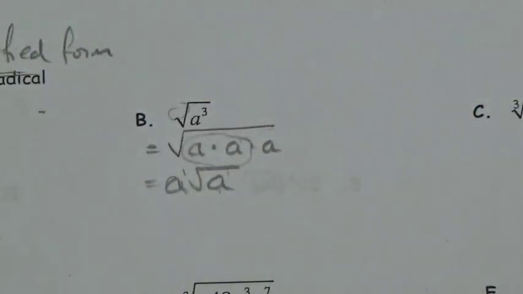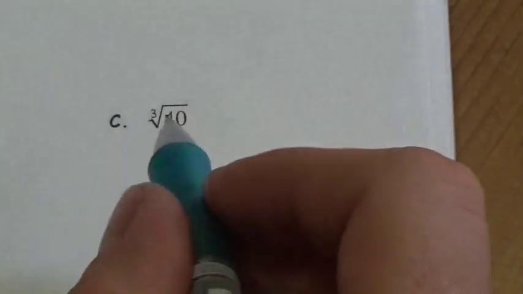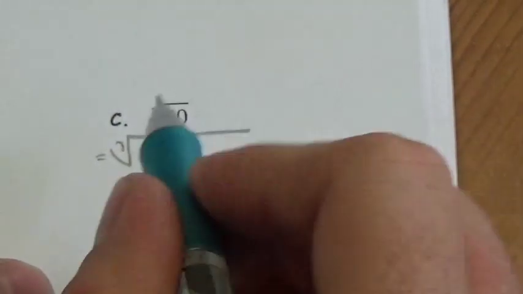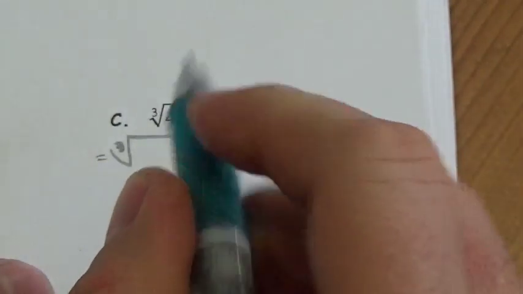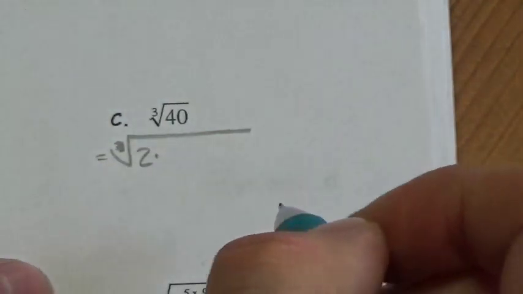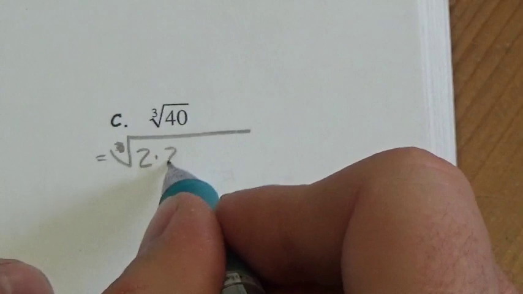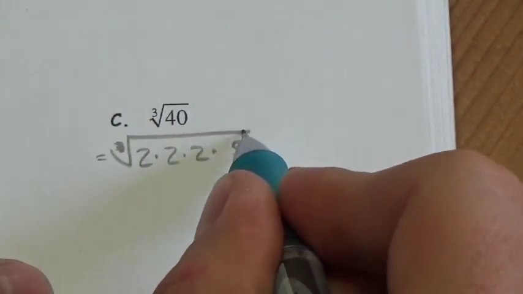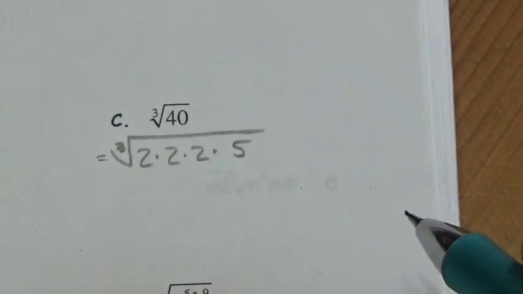Over with this next one, we're looking at the cube root of 40. Again, I think the smarter thing to do here is to simply break 40 down into its prime factors. It's divisible by 2, that gives us 20. 20 is divisible by 2, that gives us 10. It's divisible by 2, and that gives us 5 at the end there. And those are my prime factors.